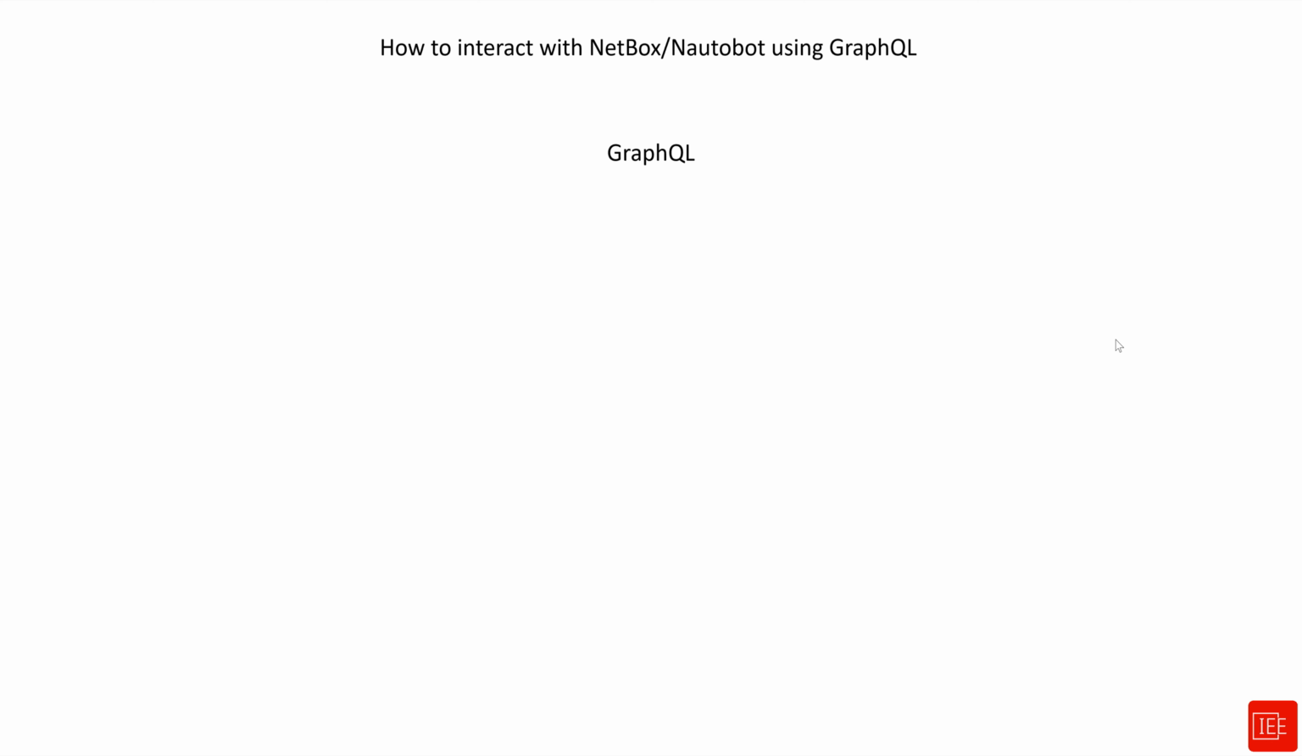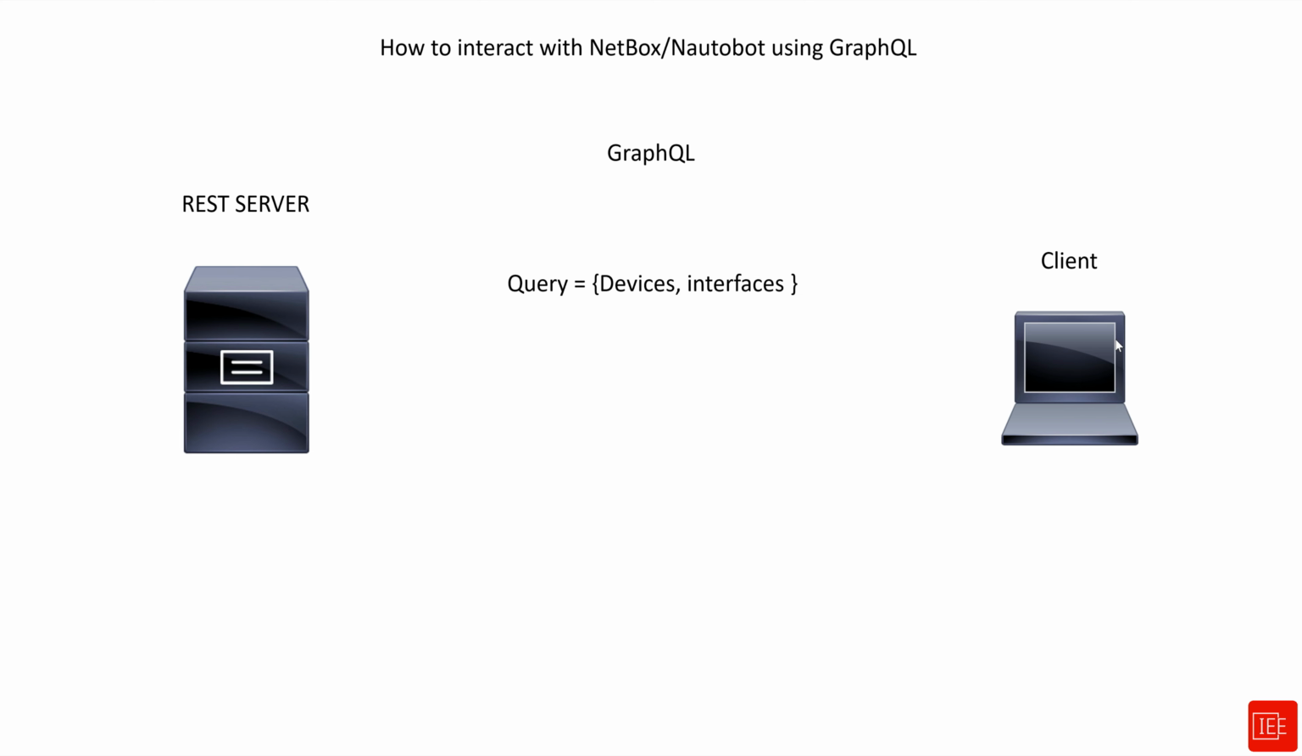So this is where GraphQL comes into play, where we can send a query to the server and the server will only send us the data we need. So let's imagine again that we have the same scenario, a server and a client, and the client would send a GraphQL query, and inside the query, you just specify the data that you need from the server. So if you need data for devices and interfaces, you can do this from a single query.